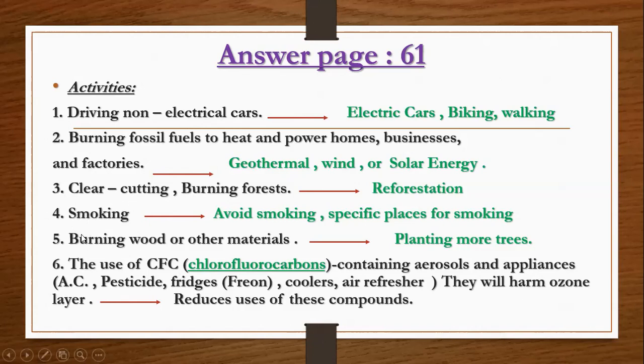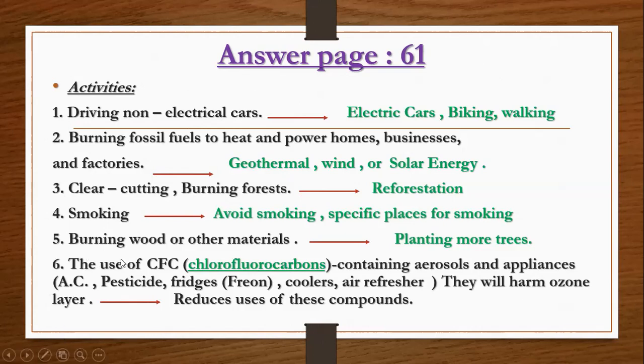Of course, many people smoke, and this is one of the main causes that affect the atmosphere. You know that smoking releases solid materials that mix with the water vapor in the atmosphere and cause harm. So instead of smoking in public areas, you can go to specific places for smoking, or reduce or avoid smoking. This is how we counteract this problem. Burning wood or other materials, for example to heat yourselves in winter, you can counter by planting more trees to absorb this air pollution.